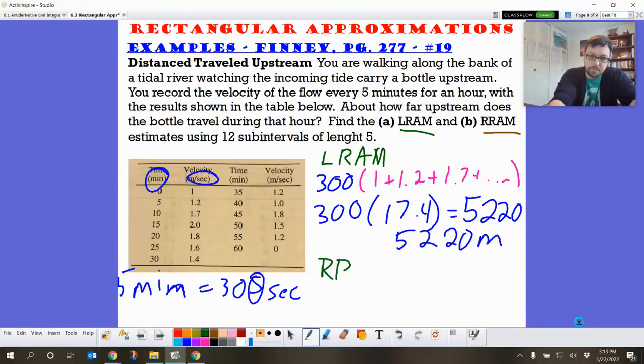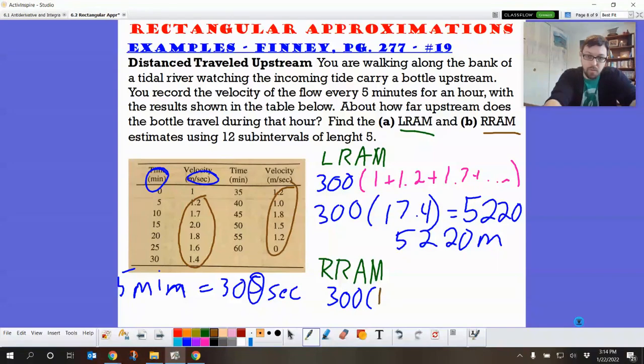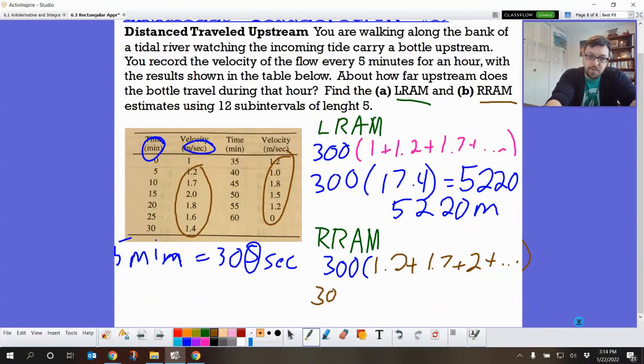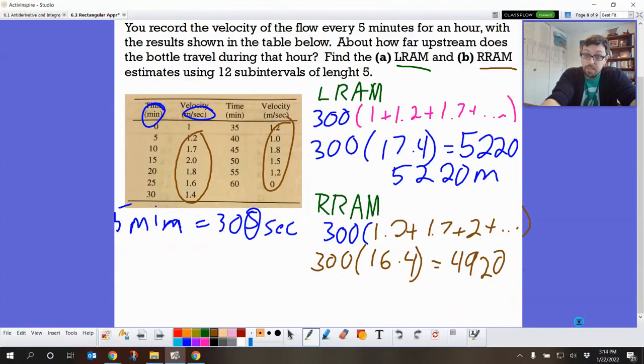Now we do RRAM. That's going to be 300 times, and we want to do all of these, so we have to skip the first one. So we're going to go 1.2 plus 1.7 plus 2 plus blah, blah, blah. That is 300 times, it turns out to be 16.4, because again, you've got better things to do than watch me type numbers into a calculator. That's 4,920. So after that hour, according to the right-hand rectangular approximation, the bottle has traveled 4,920 meters.